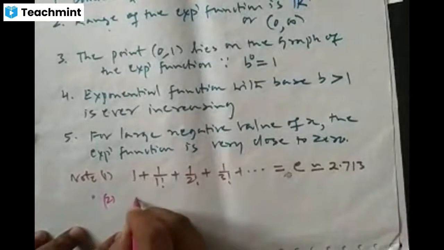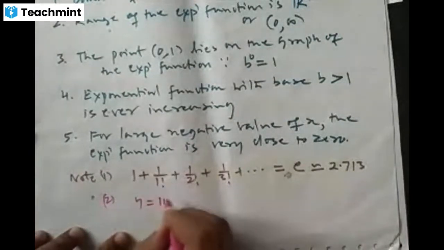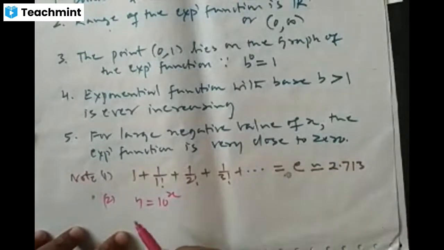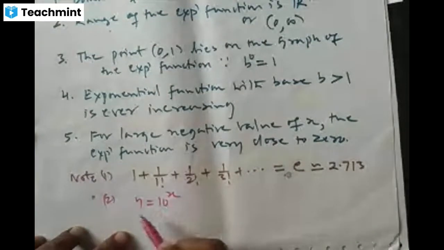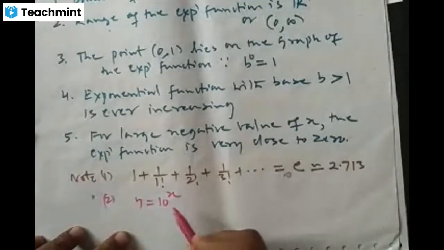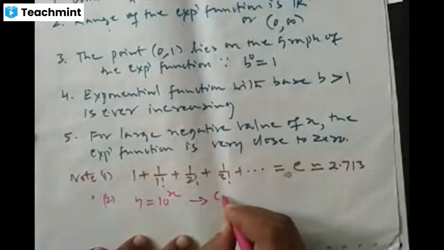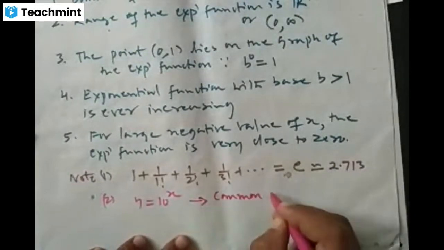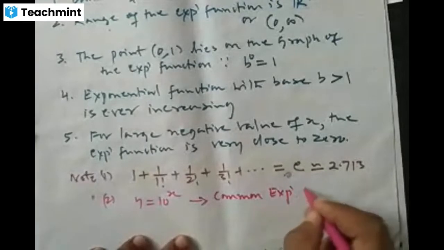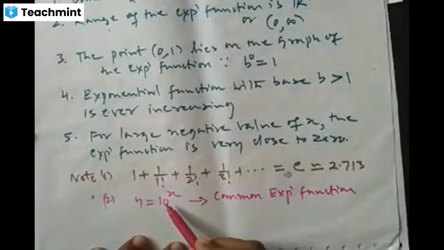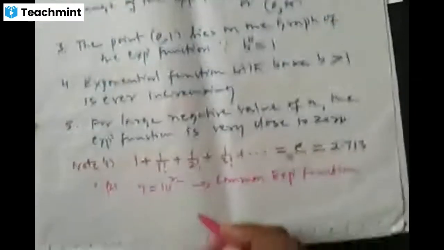The logarithmic function with base 10, here in place of b I have taken 10. So this is the exponential function with base 10. The exponential function with base 10 is called the common exponential function. I repeat, the exponential function with base 10 is called the common exponential function.